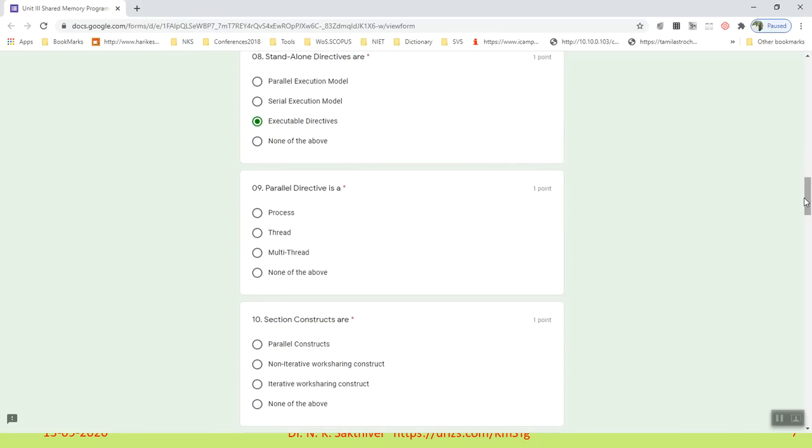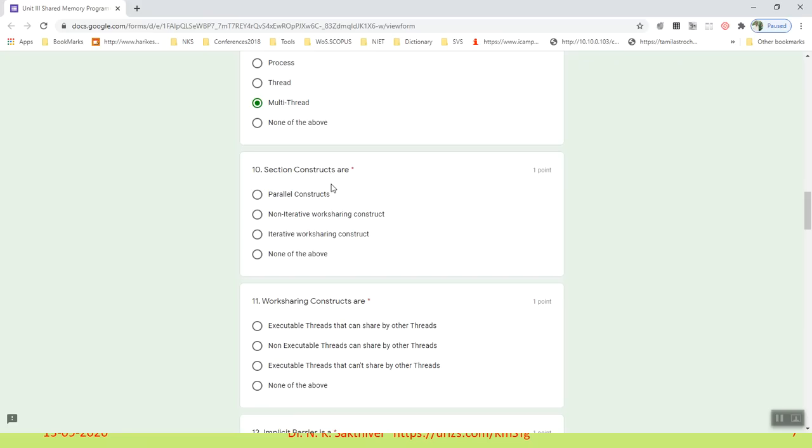Ninth question. Parallel directives: parallel means multi, so that is multi-thread. The answer is multi-thread, not single thread process or the others. Parallel directive is nothing but multi-thread execution.